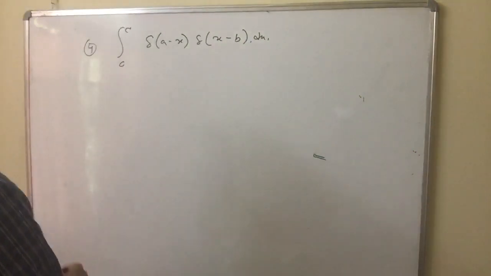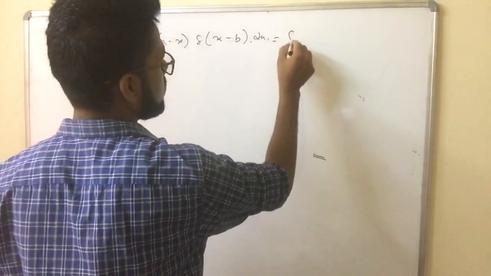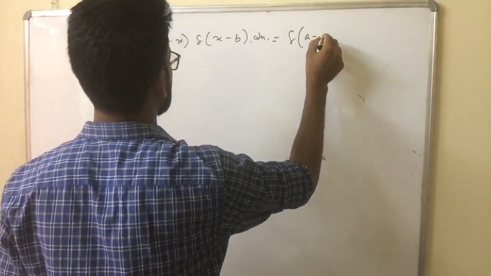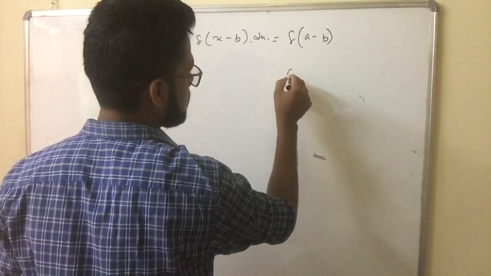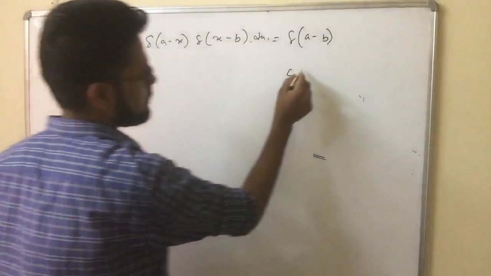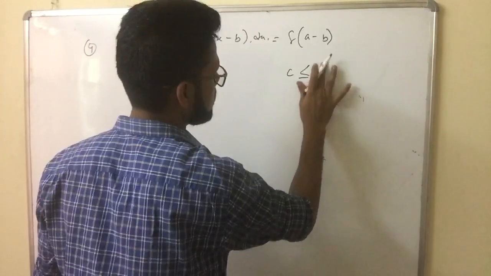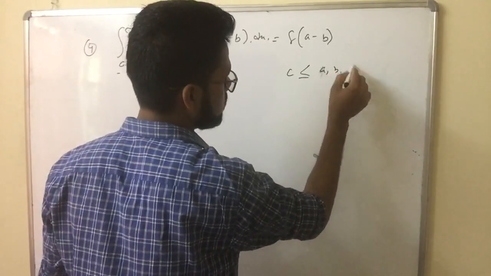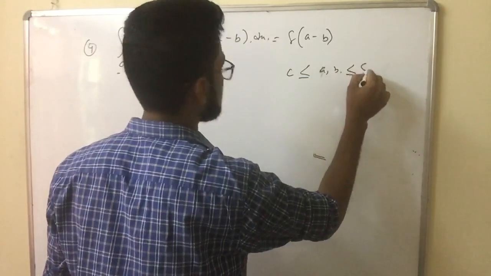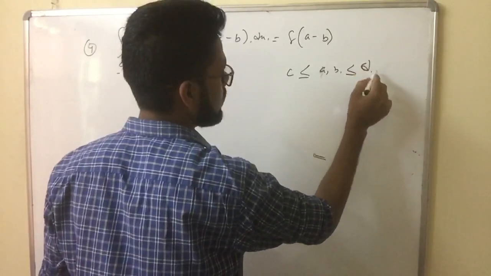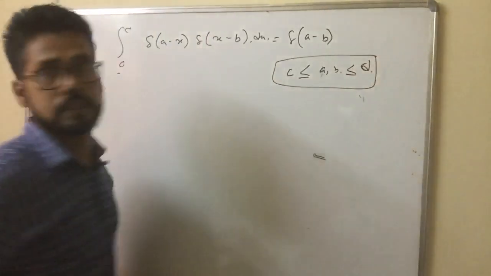So it will be equal to delta(A minus B), provided A and B fall between the upper limit and the lower limit. For this condition must be satisfied. This is important.